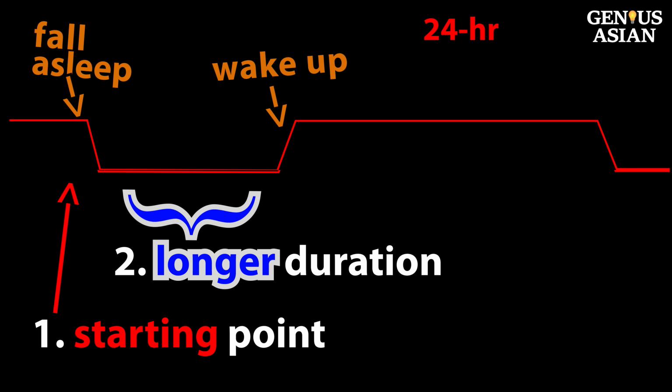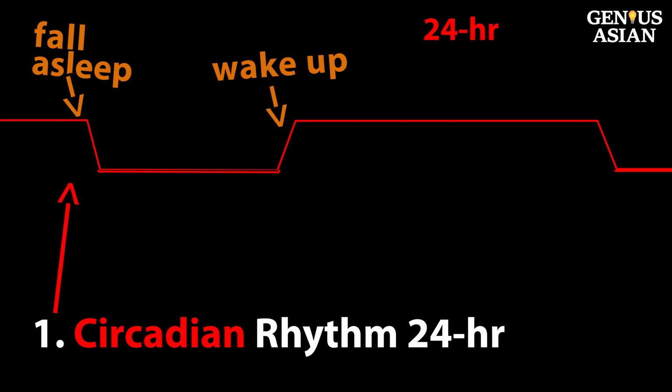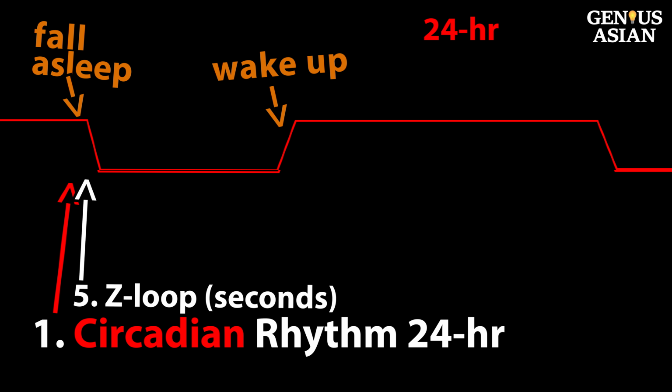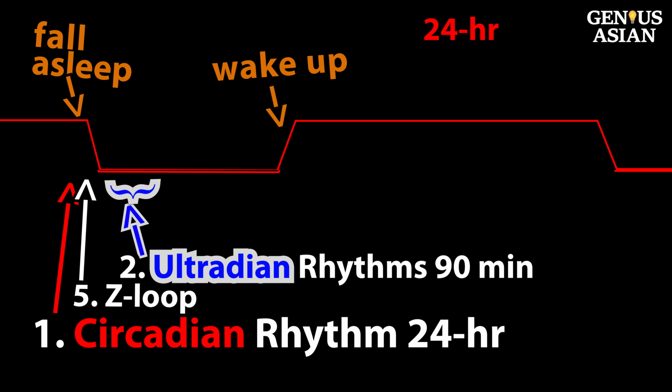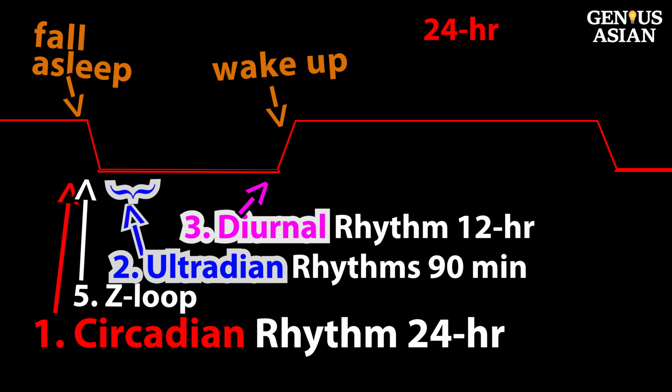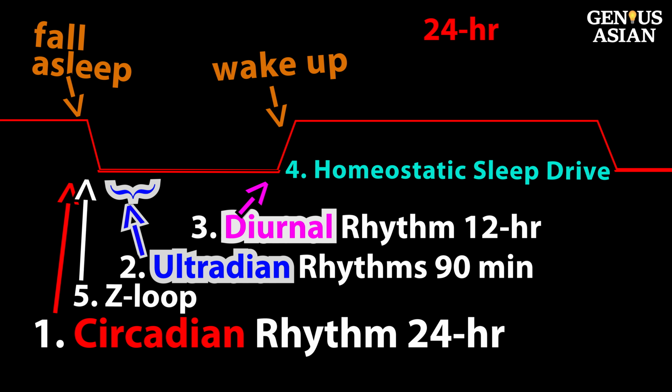We can see this in the 24-hour clock diagram. The clock's falling edge is our starting point, which is associated with circadian rhythm. To help us fall asleep faster, we also introduced the Z-loop, which is measured in seconds. Once you fall asleep, you start the 90-minute Ultradian Rhythms. The rising edge of the clock indicates your waking time in the morning, and you need to follow diurnal rhythm to mark the time and to calibrate your clocks so that the clock does not drift away. Finally, during daytime, following homeostatic sleep drive will help you to track sleep debt and sleep pressure and to create sleepiness.